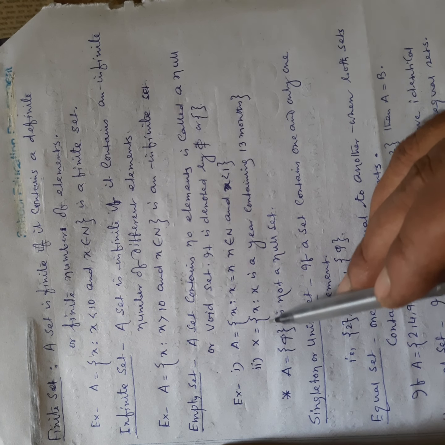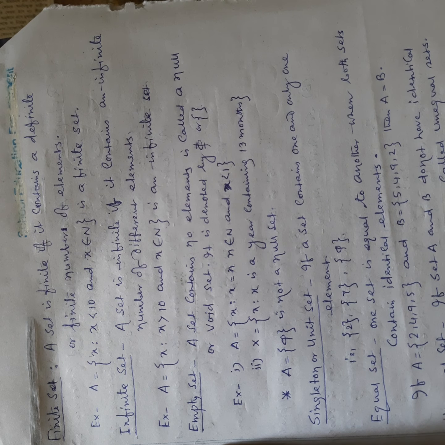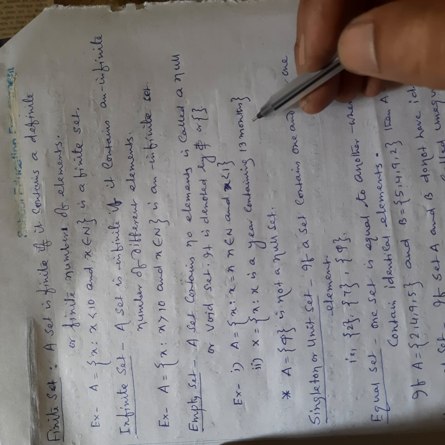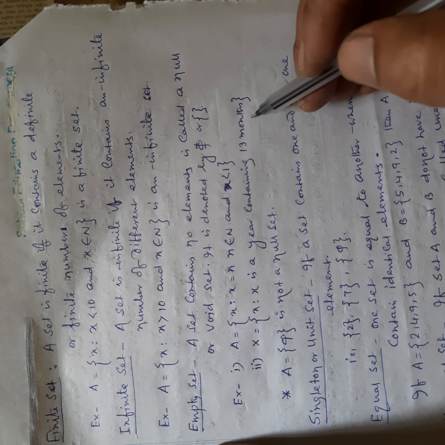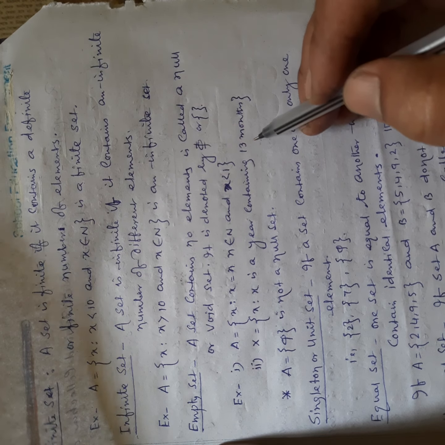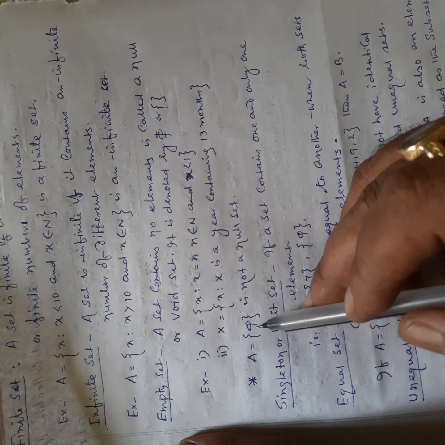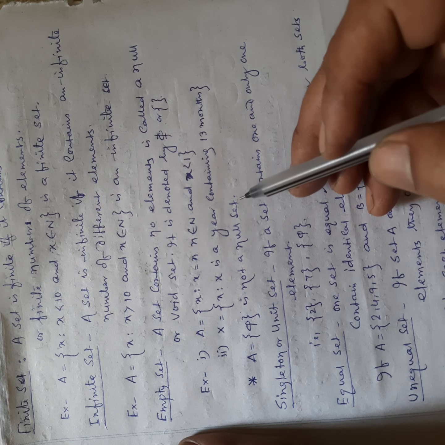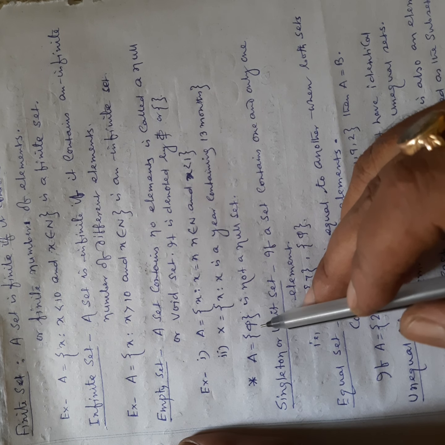Secondly, {x such that x is a year containing 13 months}. This is not possible. There is no year in which 13 months are contained. So this is an empty set. Capital A equals {phi}, within curly brackets, is not a null set, because this is a singleton set. Only one element is contained.